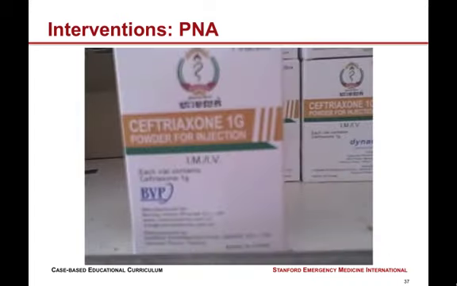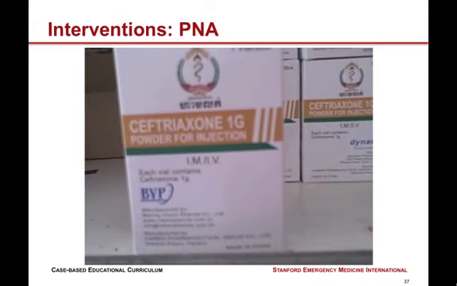Patients with an allergy to penicillin will not have any more reaction to a cephalosporin than they would to any other medication. It is safe to give ceftriaxone to patients who have an allergy to penicillin.